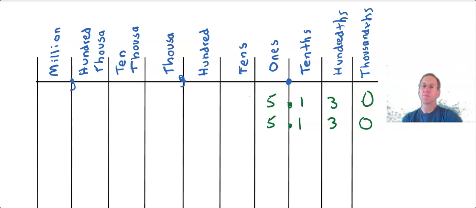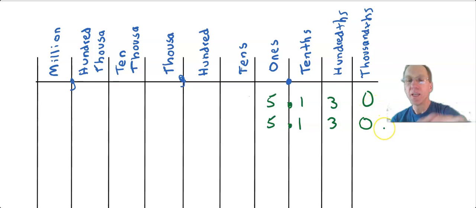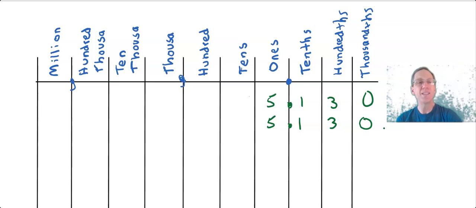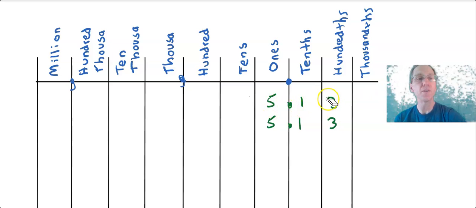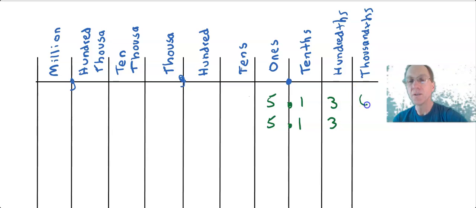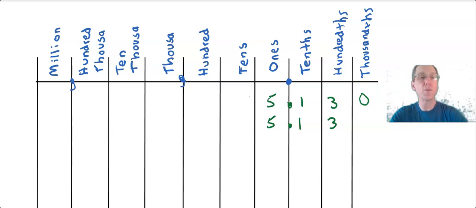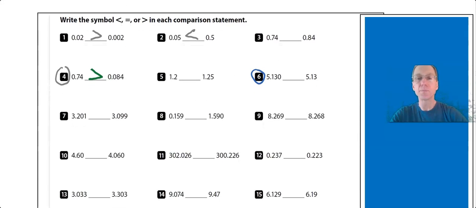So it doesn't really matter. In fact, most of the time in math, when we're looking at decimals to the right of the decimal point, if we don't need that 0, we typically don't even include it. So they were just trying to trick you with that one, because you really don't need it. It doesn't add any value. So I take the 0 off. It's still 5 wholes, 1 tenth, 3 hundredths. They're just testing your thinking on that. So these are equal.